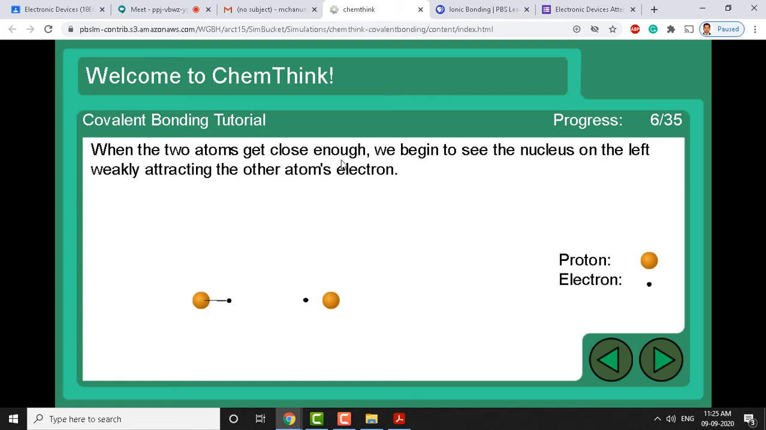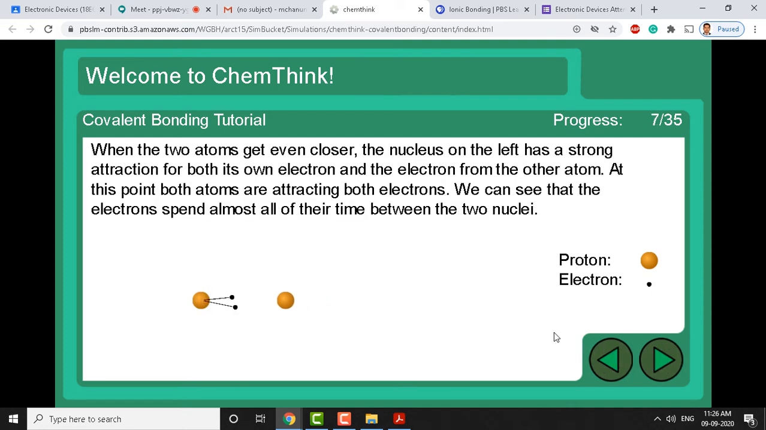So when the two atoms get close enough, we begin to see the nucleus on the left weakly attracting the other atom's electrons. Are you observing this here? In this example, earlier the electron was attracted by its own nucleus. Now when we bring the other atom close to this, you are seeing the weak attraction of this particular atom for the other electrons here. That means there is again a force exerted by this particular atom. That's what you are seeing here, the weak attraction of electrons by the other nucleus.